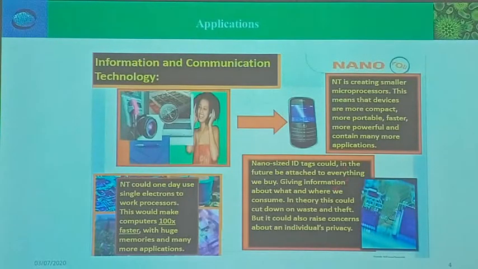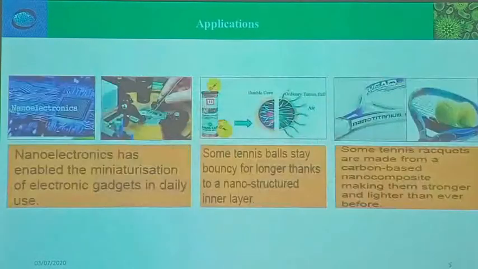Nanosize ID tags could in the future be attached to everything we buy, giving information about what we consume and where. So we can easily obtain this information by using those ID tags. This could cut down on waste, but it could also raise concerns about individual privacy. This is also a point we have to consider: individual privacy.